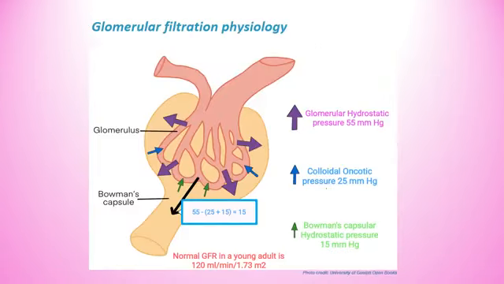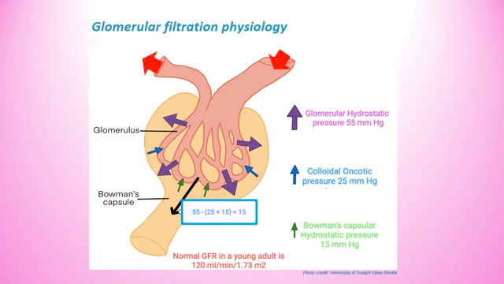Now come to the anatomy and physiology of the glomerular structure. In this slide we see the glomerular anatomy and physiology, where the afferent arteriole is going to form the glomerular capillary and the capillaries end into the efferent arteriole.